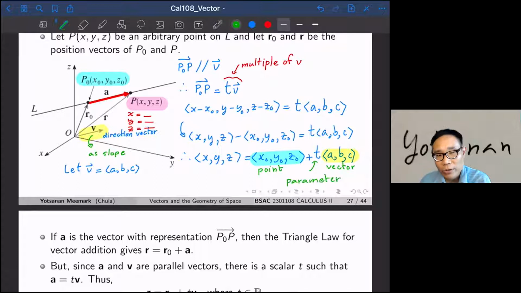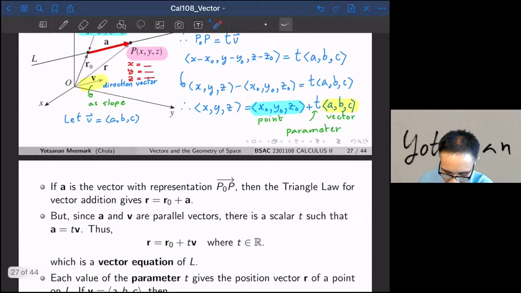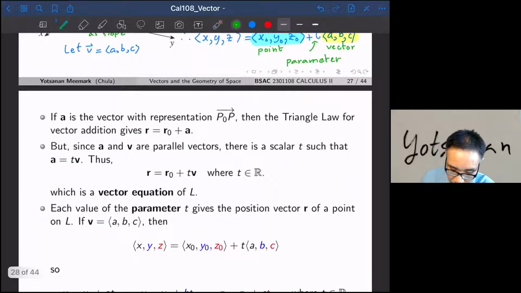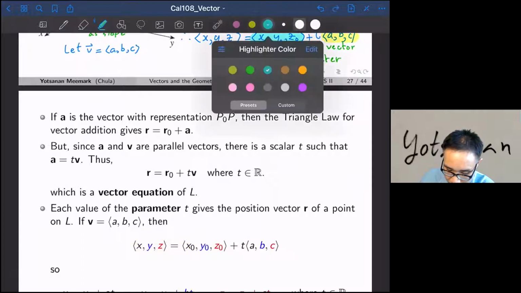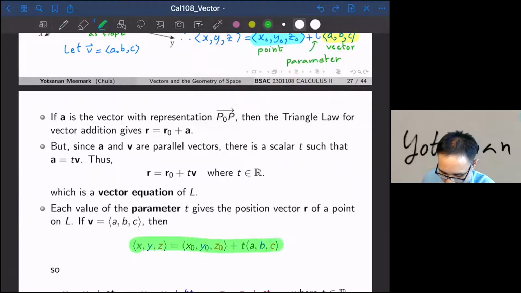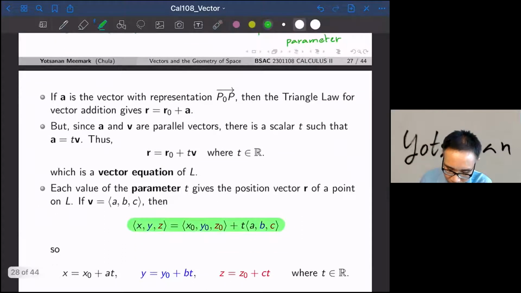The parameter t varies according to the position of the point on the line. If the point is here, t is one value; if it is here, it is another value of t. This is called the vector equation. I'm going to highlight it here: this is called the vector equation.